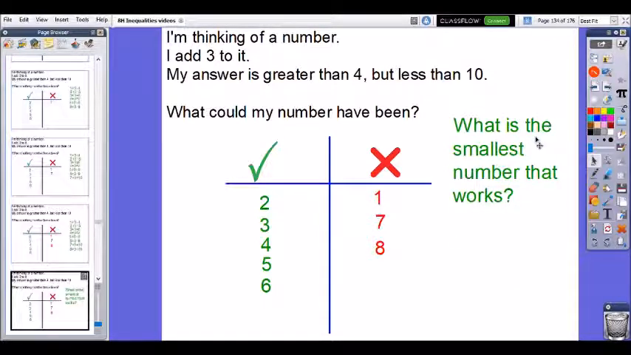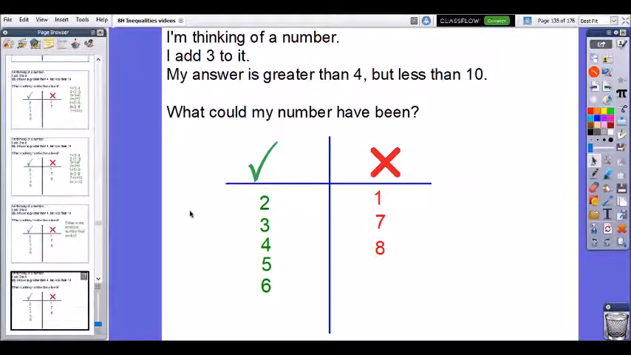But my question to you now is, what's the smallest number that works? So take a moment to think about this. What is the smallest number that fits this problem? Okay, believe it or not, the answer to my question here is not 2. I can think of a smaller number than 2 that fits this problem.